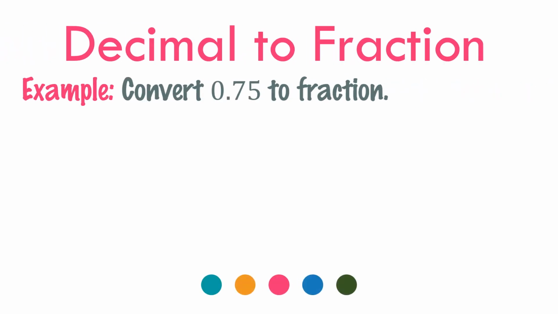Moving on. Next, we have to change decimal to fraction. So to convert 0.75 to fraction, first, we must write the decimal over the number 1 to represent it as a fraction. Then, since there are 2 decimal places for 0.75, we can write this as 75 over 100.